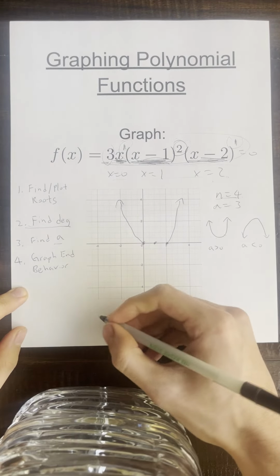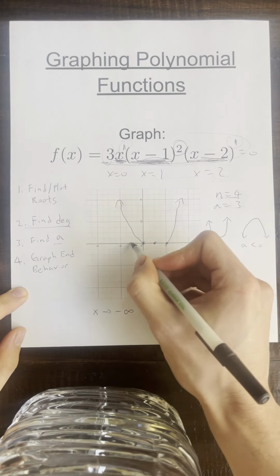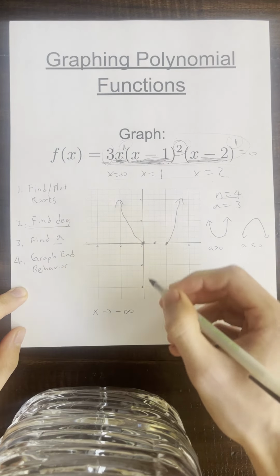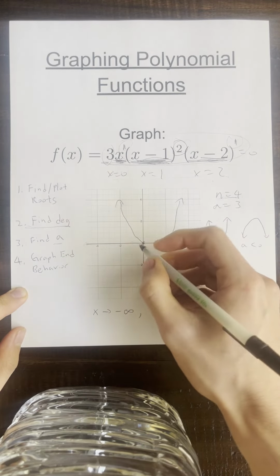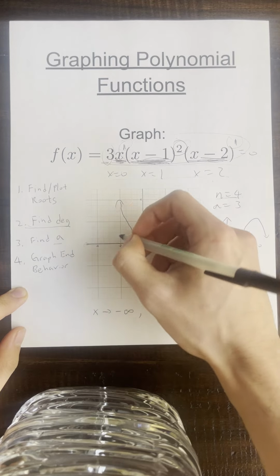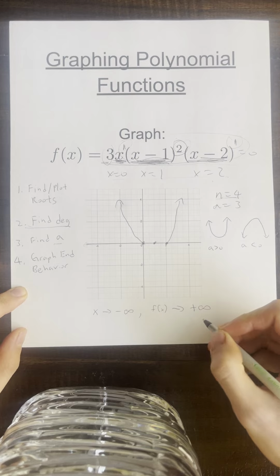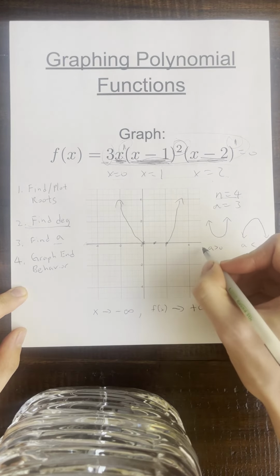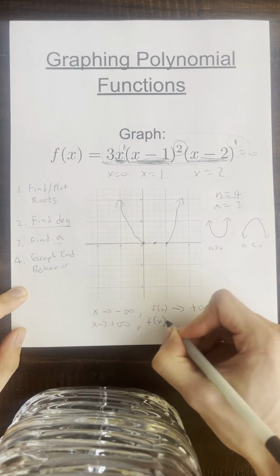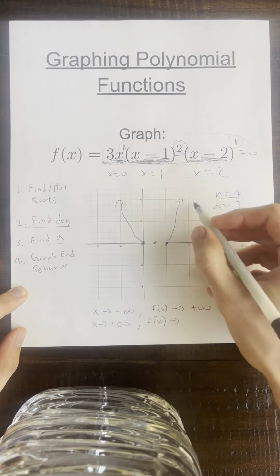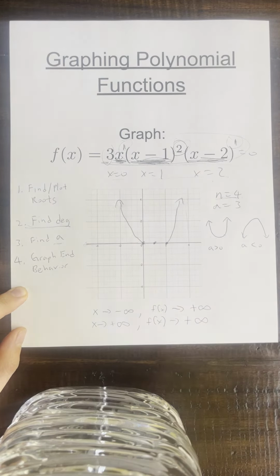Let's go ahead and write out the end behavior. So as x approaches negative infinity, so that means as we go this way on x, what happens to y? So f of x, is y going up infinitely or is y going down infinitely? F of x is going up infinitely. So f of x approaches positive infinity. Okay, and how about if we go infinitely right? So as x approaches positive infinity, what happens to f of x? Are we going up or are we going down? We're going up, so we're also approaching positive infinity.